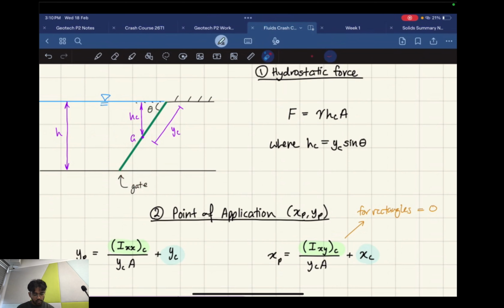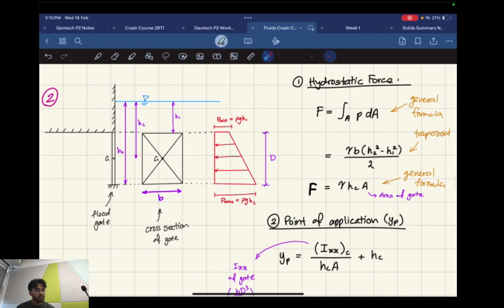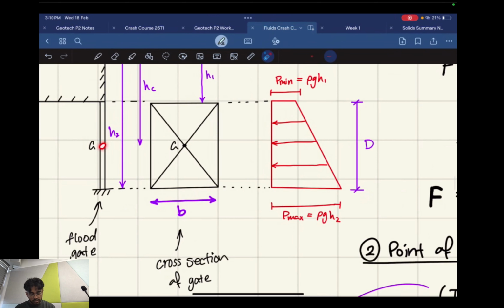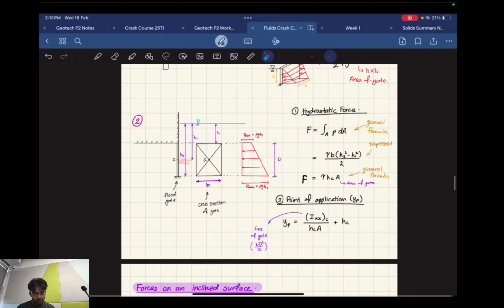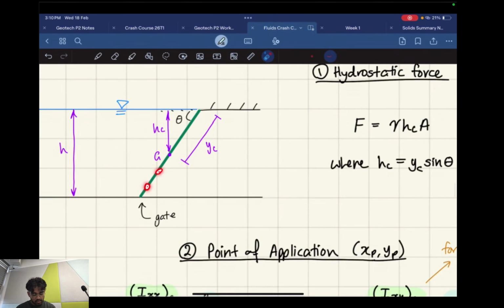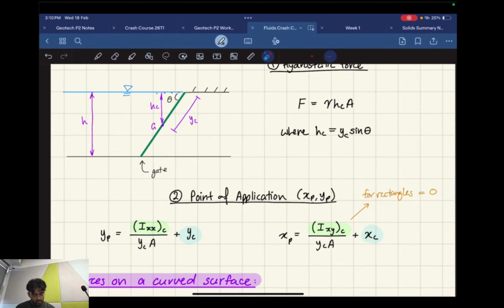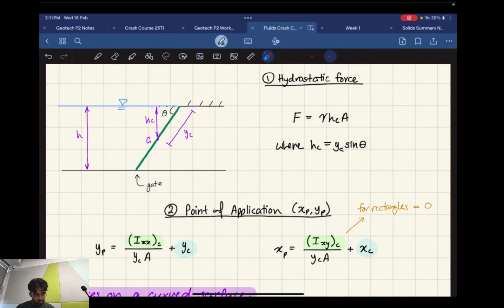For this one, you can technically find both as well, but XP doesn't really matter, because we know it's going to be acting on the gate. XP doesn't change, right? Like this is XP. There's nowhere else it can act. It has to act on the gate. Right over here, on the gate, it can act here, here, here, wherever. The formula is varied just a little bit.